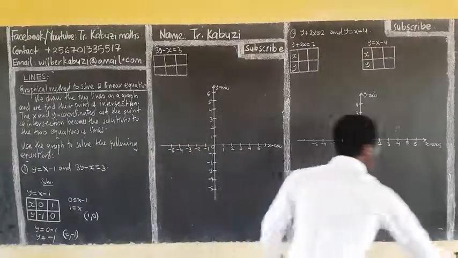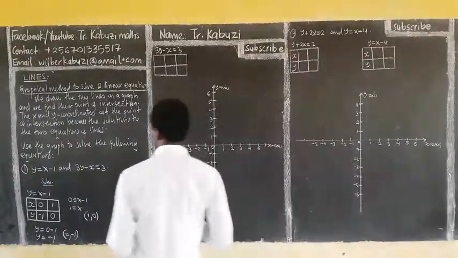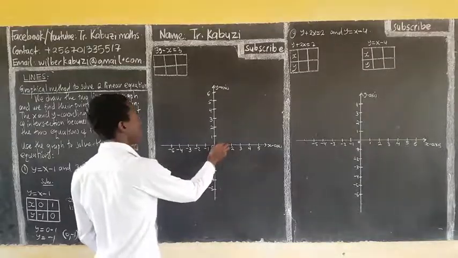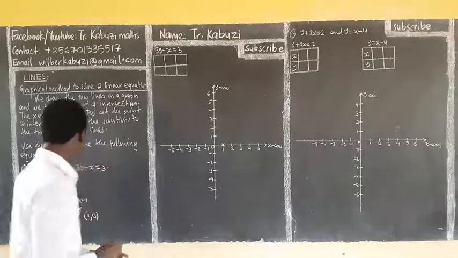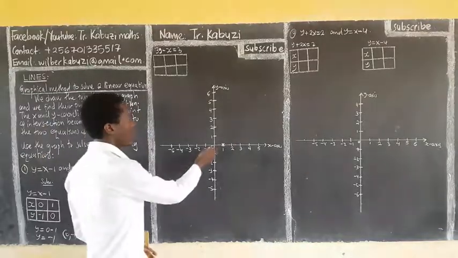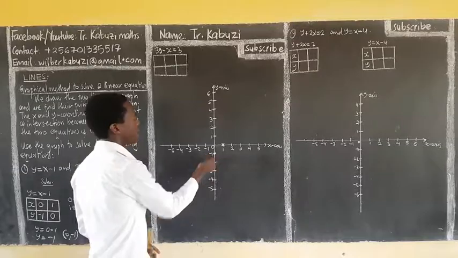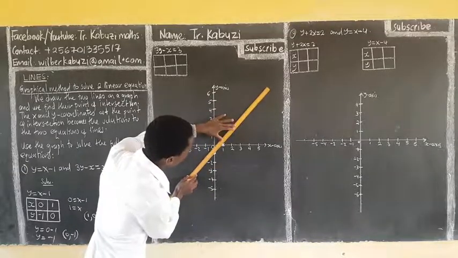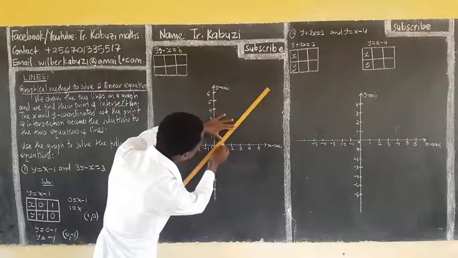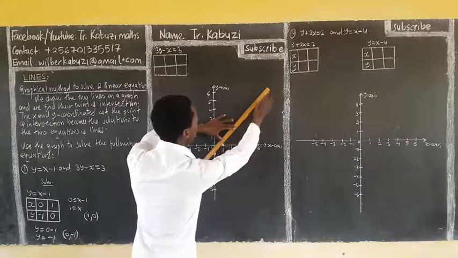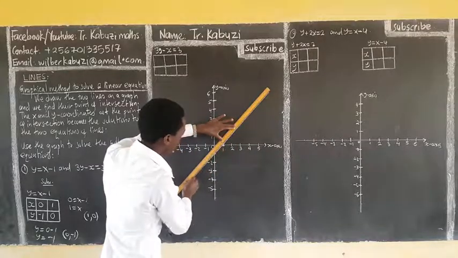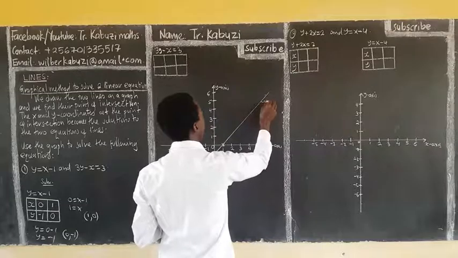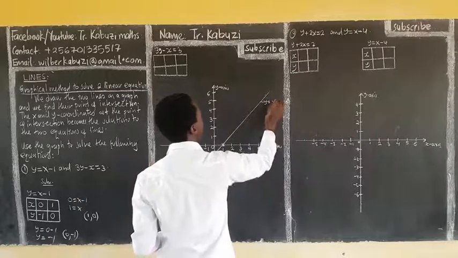Now we come and plot these 2 points. 1, 0 is here. Then 0, negative 1 is there. Then you draw that line. You get your ruler and then you join these 2 points, like I'm doing like this. So it means that now this is my line, y equaling x minus 1.